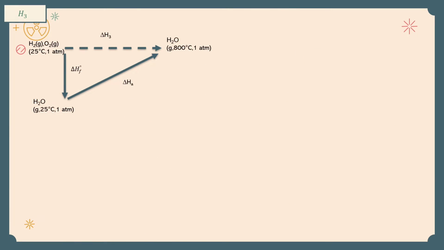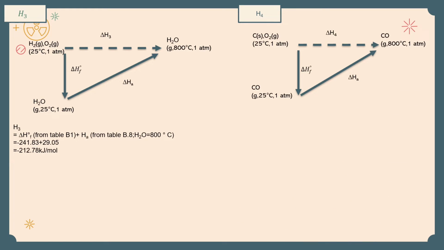So to calculate H3, same as previously, we have to draw the hypothetical path first, and get the ΔH_F heat of formation from Table B1 and ΔH_A from Table B8. So next, for H4, draw a hypothetical path first and get the heat of formation of CO from Table B1, followed by the ΔH_A again from Table B8. So we can calculate H4.